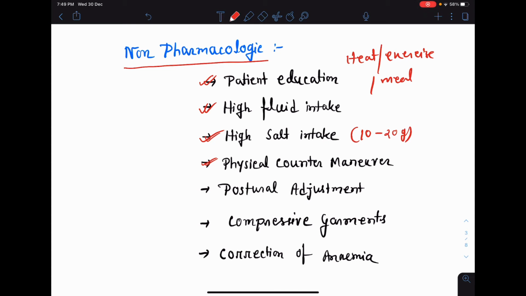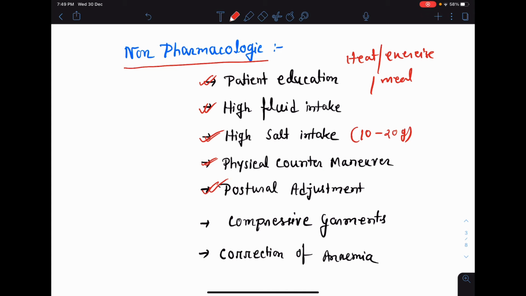We should talk about postural adjustment. Whenever there is any transition between postures, it should be gradual, not sudden. The patient should not stand suddenly from a sleeping posture, or stand suddenly from a sitting posture.